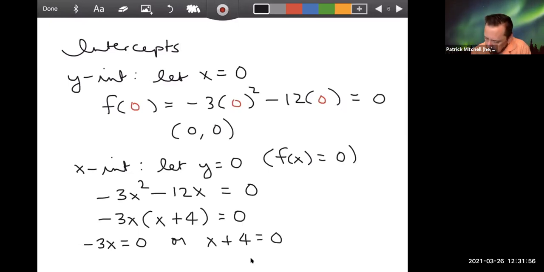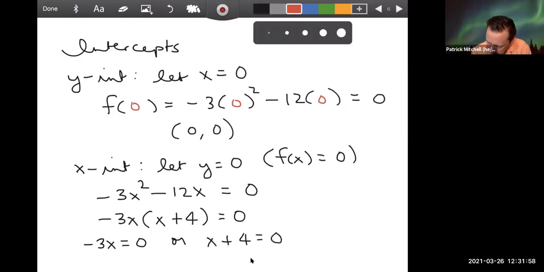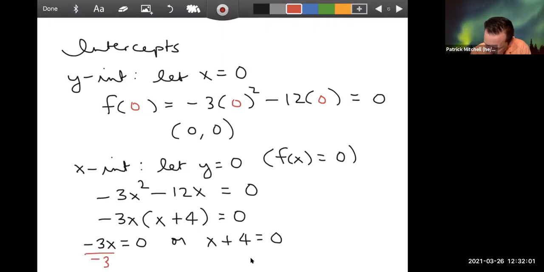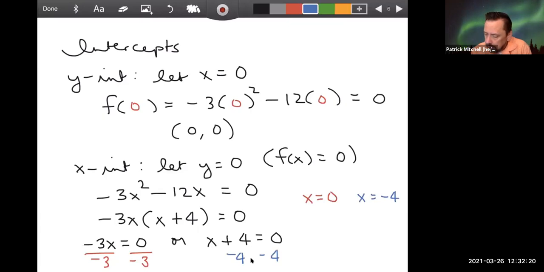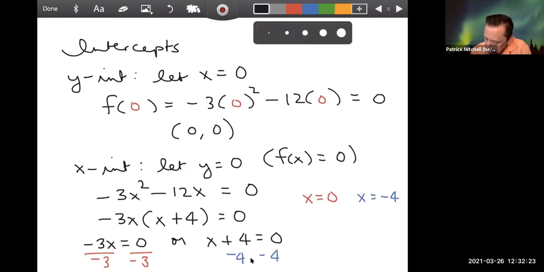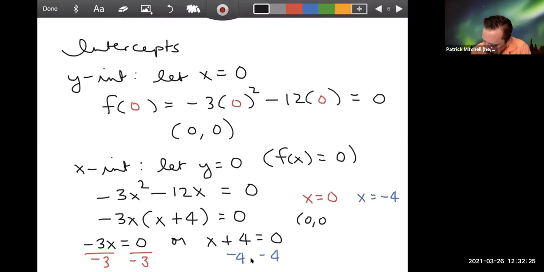Okay, now this is about to get a little messy. If -3x is 0, you know what, I'll color code this. That would have to mean that x is 0, and we already knew about that point. If x plus 4 is 0, that means x is -4. We did not know about that point. So there are 2 x-intercepts. There's the one we already knew about, (0, 0), and there's also (-4, 0).